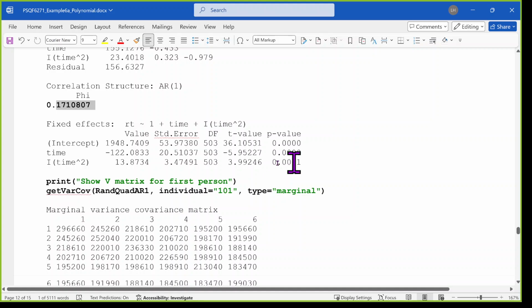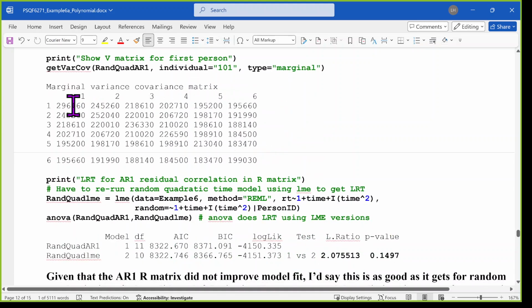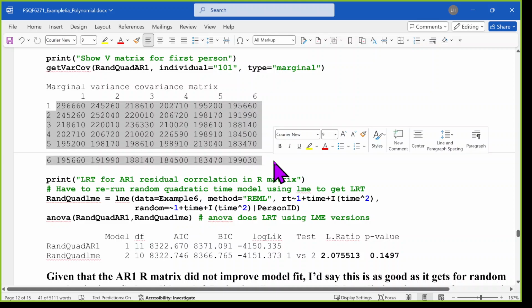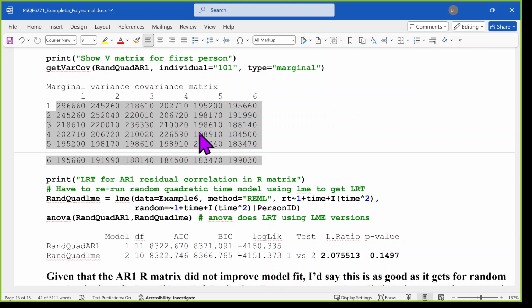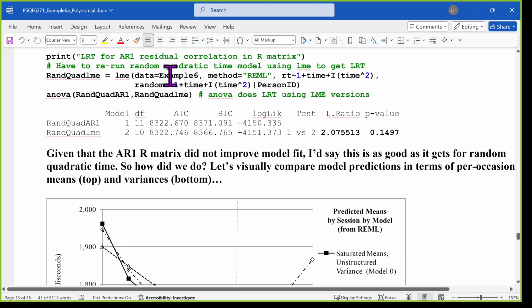So then the rest of the model output looks pretty much the same. So the marginal V covariance matrix now has that extra component that's allowing an extra correlation of residuals. In order to do a likelihood ratio test, though, because the random quadratic model was estimated in Elmer and this one was estimated using lme, I had to re-estimate the random quadratic in lme so that I could get the likelihood ratio test to spit out nicely, and here it is.